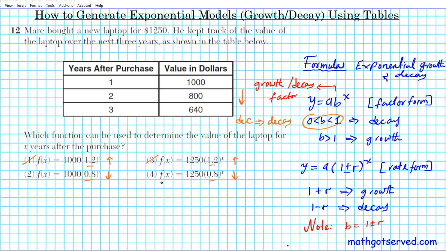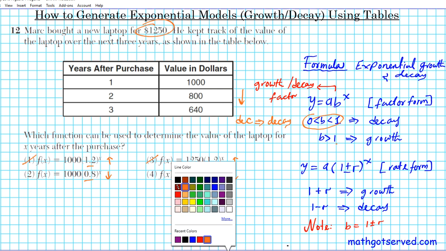Now to know what the final answer is, just think about what the original amount, the original price, was. The original price was 1250. So whichever one has 1250 and it's a decay model, the answer is option 4. So that's just a quick way to do it. Just look at the table, is it increasing or decreasing, and then look at the initial amount and you can generate the answer. Okay, so let's go ahead and do it step by step.